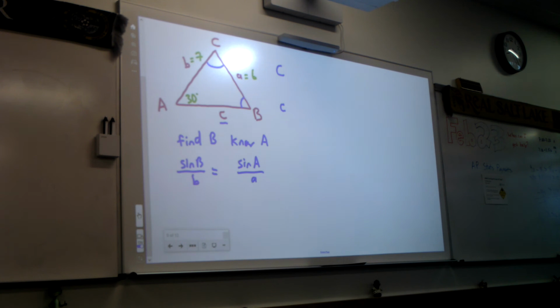And I'm going to throw that out to Brandon. Will you fill that in for me? I don't know what angle B is, but will you tell me the rest? Lowercase b will be 7, sine of A will be sine of 30, and lowercase a will be 6. Awesome. Hey, you guys know what the sine of 30 is, don't you? Think of your unit circle. What was the height at 30 degrees? Anybody? Okay, put it in your calculator. It is 1/2. Good job.